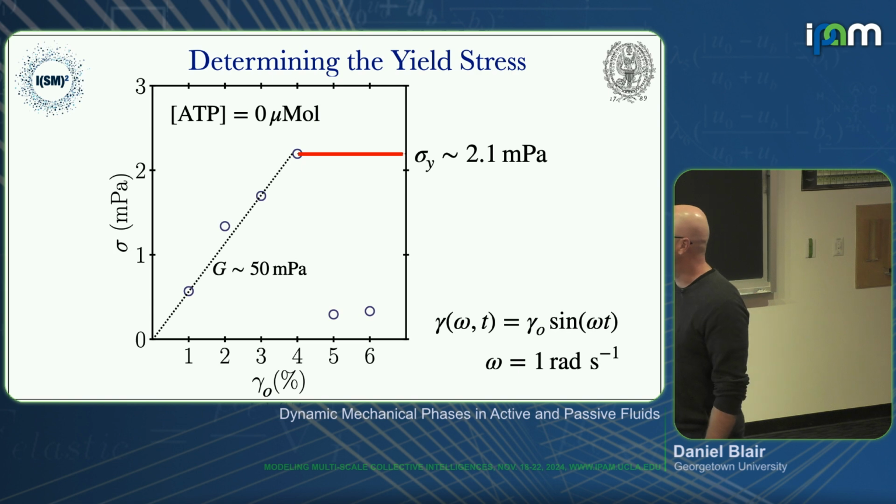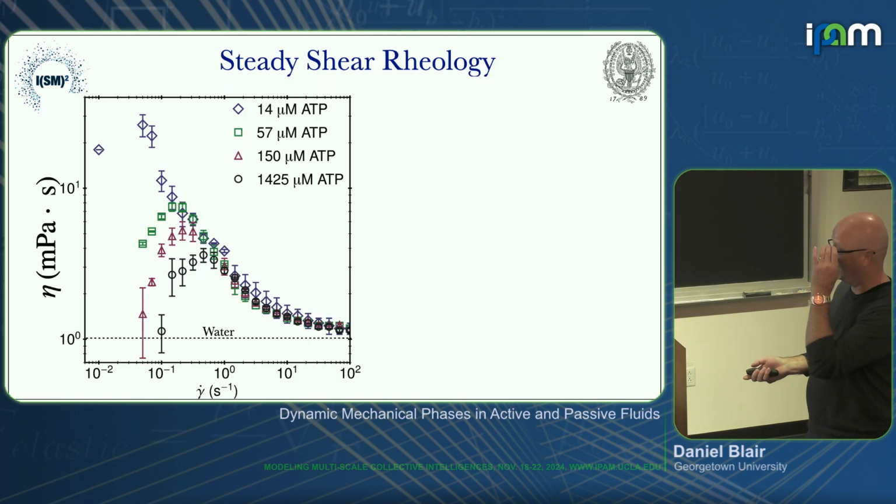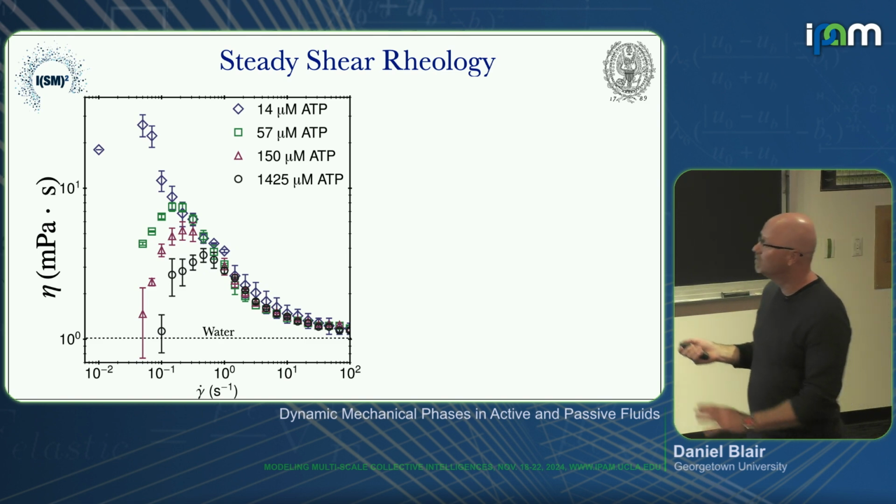So, it's soft, it's weak. 50 millipascals, yield stress 2.1 millipascals. I don't understand these experiments and how we did them, but we did.